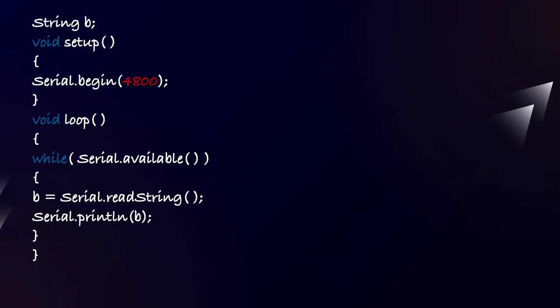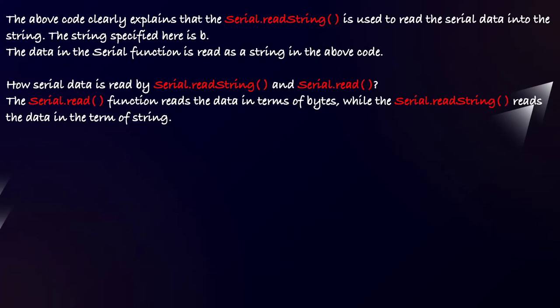All right. Let us move further. Now the code that was shown previously, the example code, explains that Serial.readString is used to read the serial data into a string. The string specified here is b, which we have taken as the string. The data in the serial function is read as a string in the above code. That's the basic difference between the previous example and this example.